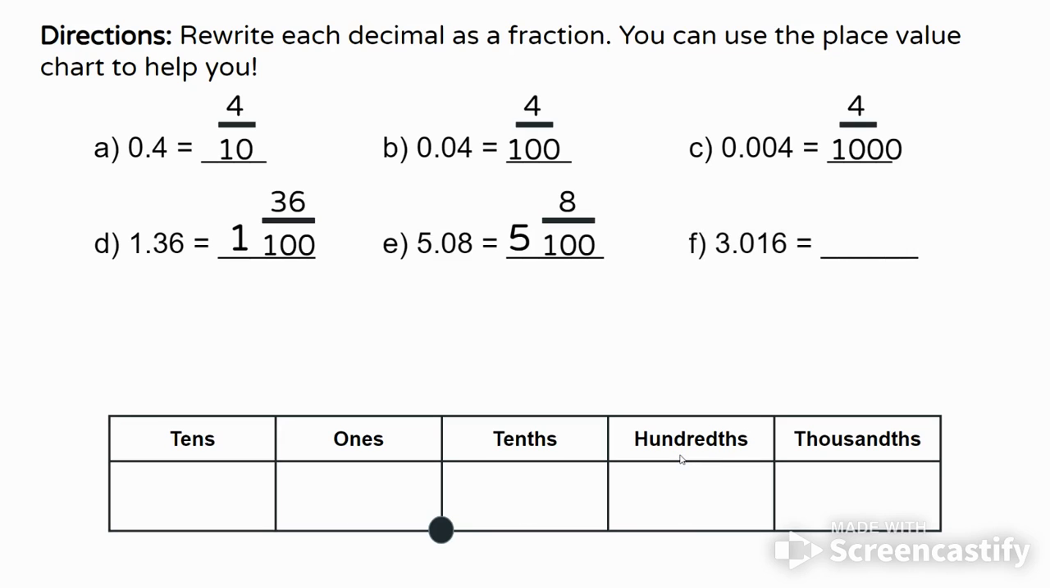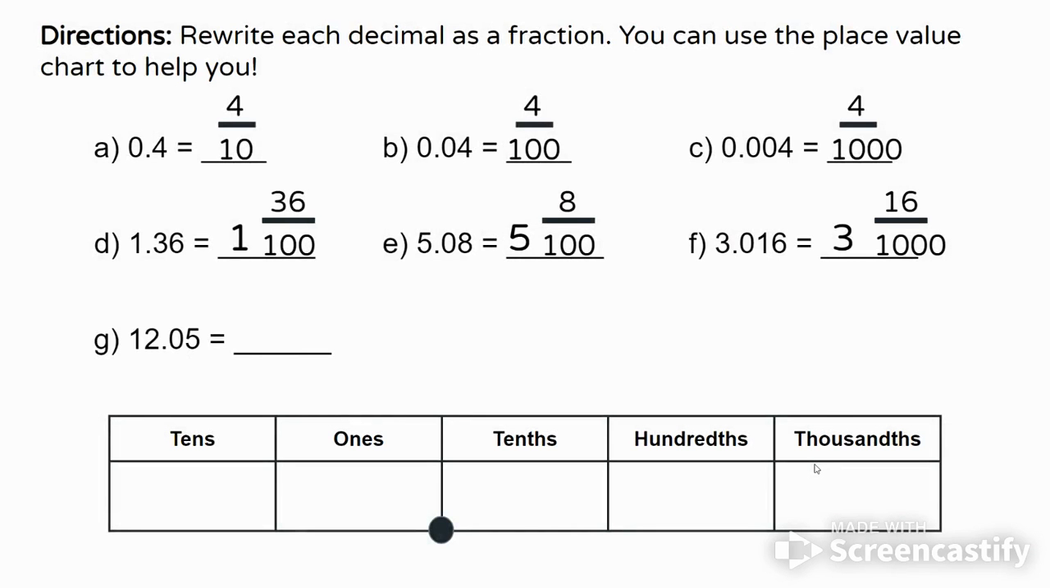For F, we have 3 and 16 thousandths. So we're going to place a 3 in the ones place, a 0 in the tenths, a 1 in the hundredths, and a 6 in the thousandths. Everything before the decimal point is our whole number, so we have 3 as our whole number. We're going to place a big 3 before the fraction. After the decimal point, we see the number 16, so that's going to be our numerator. The last digit 6 is in the thousandths place, so we're going to place 1,000 as our denominator. 3 and 16 thousandths.